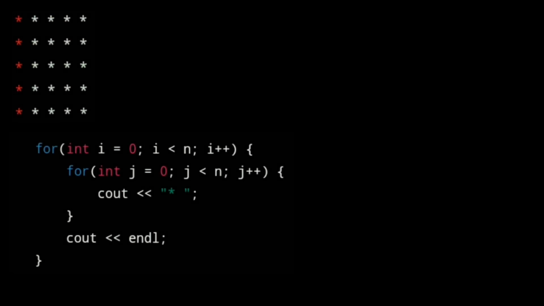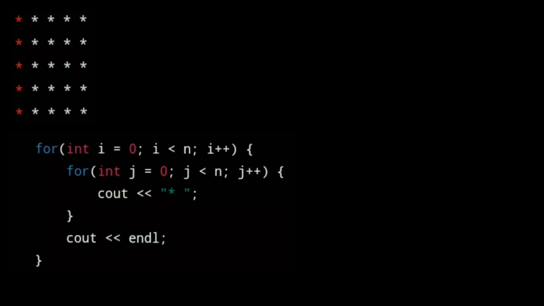Hi everyone. Today we are going to learn to create a star square pattern using C++. It is the simplest method, but a great way to understand this pattern using nested loops. Nested loops are loops inside loops.